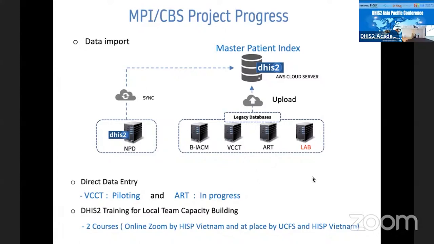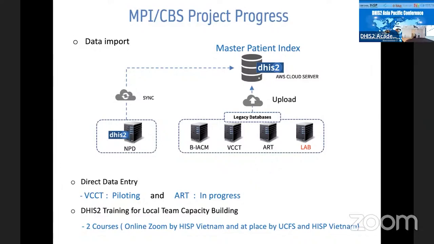For example, we have separate databases, and there are 71 ART sites in Cambodia that are separately offline. They are not linked together. So what we do is make a backup, send the raw file encrypted, upload it to DHIS2 and aggregate it together.